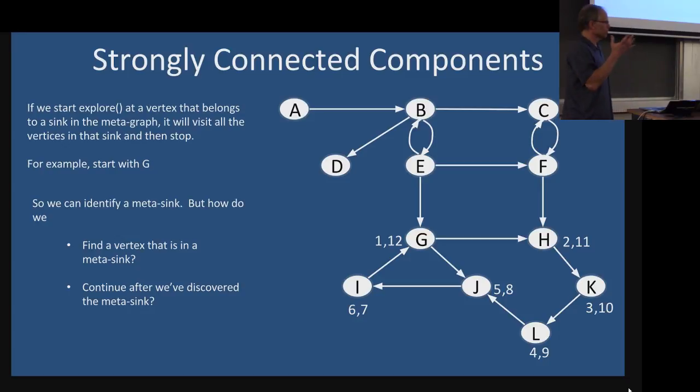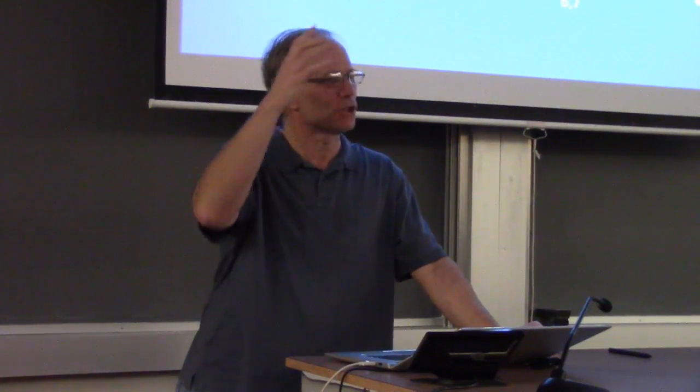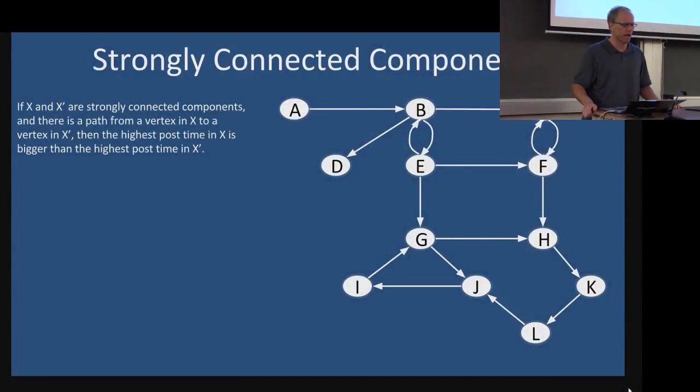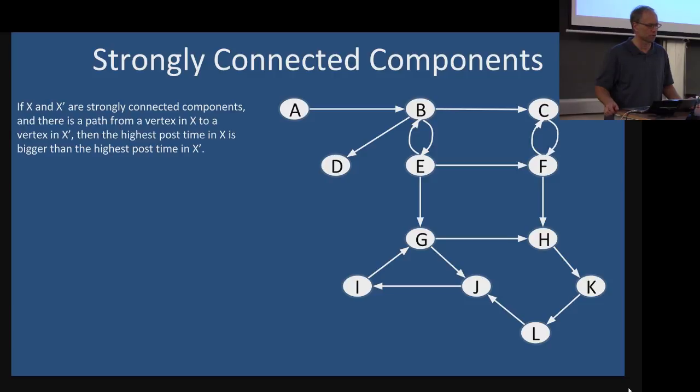Okay. So various ideas. It's easy to come up with wrong ideas. I mean, I'm not going to say your idea is wrong. But it probably is. You've got to think about it harder than you're going to get a chance to here with graph examples. But you're on the right track. It has to do with pre and post numbers. So let's see. Okay, let's see what this says here. If X and X prime are strongly connected components, and there is a path from a vertex in X to a vertex in X prime, then the highest post time in X is bigger than the highest post time in X prime. Well, that's a mouthful. But let's just see what I'm talking about.